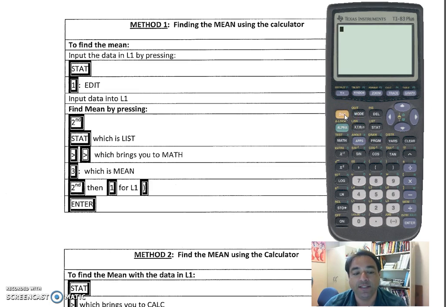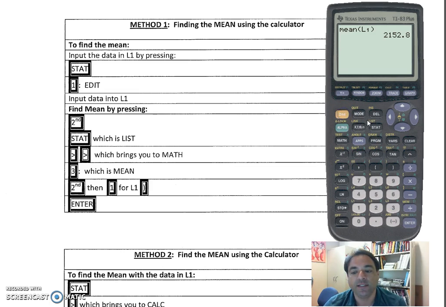If you hit second stat, go to the right for math, notice we can find many things, including the mean and the median. So let's find the mean first, number 3. Now we put Michael Jordan in list 1, so that's second 1 for list 1, close the parenthesis. The mean for Michael Jordan is 2,152.8.